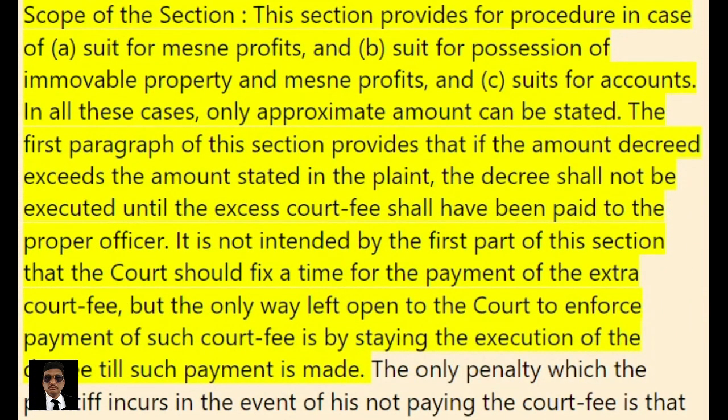Scope of the section. This section provides for procedure in case of A. suits for mesne profits, B. suits for possession of immovable property and mesne profits, and C. suits for accounts. In all these cases, only an approximate amount can be stated. The first paragraph of this section provides that if the amount decreed exceeds the amount stated in the plaint, the decree shall not be executed until the excess court fee has been paid to the proper officer.